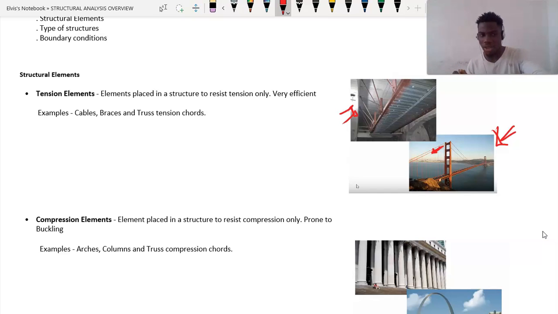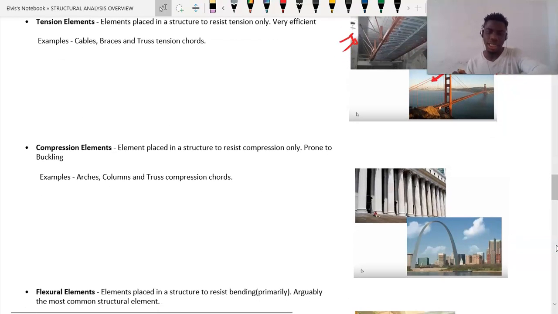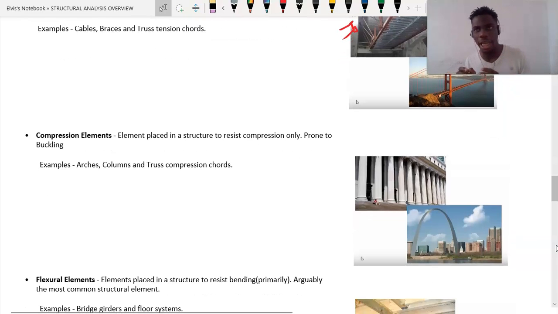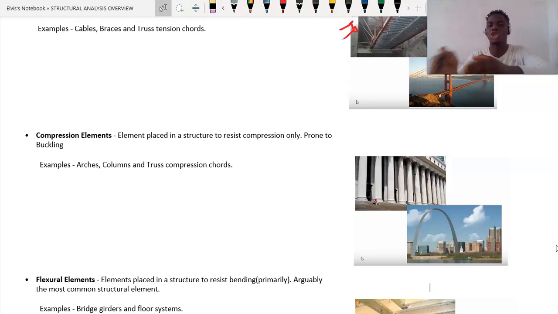Okay, so let's take a look at the second structural element. This is the compression element. Now, guys, this is the opposite of tension elements. Compression elements are elements placed in a structure in order to resist compression only. So their job is to resist compression forces. If you take a look at this picture, we have a column, and we also have arches, right? So, guys, these elements are placed in a structure to resist compression.